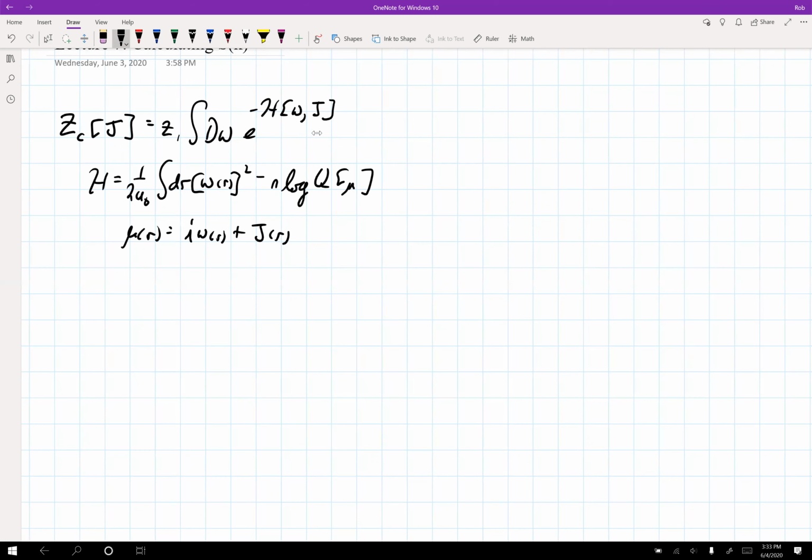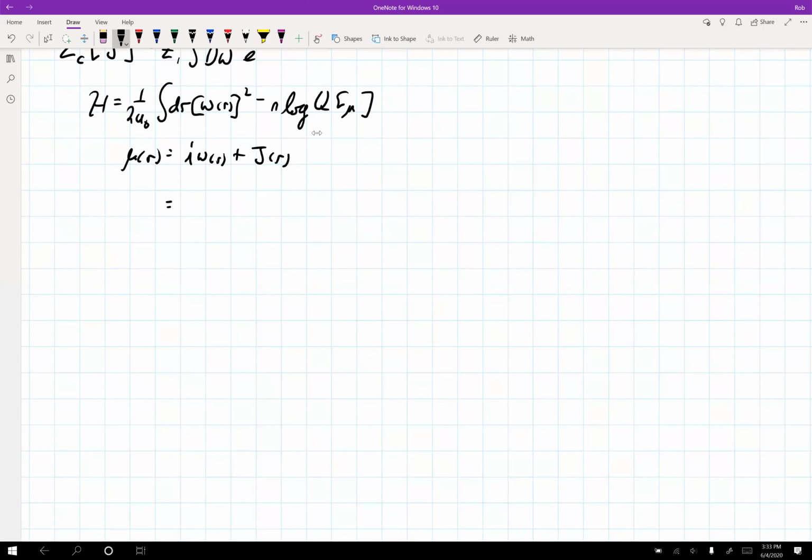When we do the weak inhomogeneity expansion, we're going to write this as i times w star, the mean field configuration of w of r, plus some perturbations epsilon of r around it, and then plus j of r. And of course, last time, from the way that we defined these things, both the integral of epsilon of r and j of r integrate to 0.